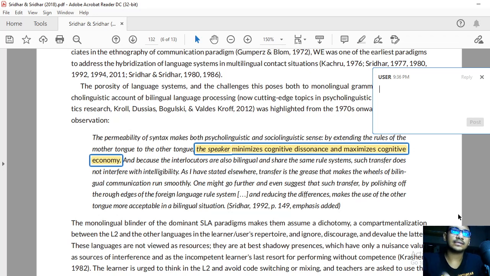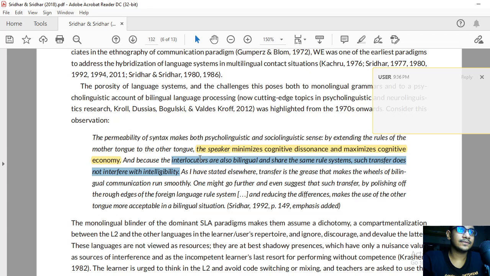So this borrowing, this mixing of languages, is very economical. It saves you time, it saves your hesitation, it makes you feel more confident, it makes you feel more natural. For example, I speak and type in Bangla and English mixed together normally, not in this channel. And because the interlocutors are also bilingual and share the same rule systems, such transfer does not interfere with intelligibility. So it's when the interlocutors are also bilingual. Like if you're talking to someone who only understands English, then your use of Bangla will not help him or her, or it will rather hurt it, right?